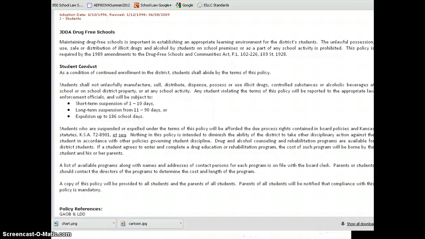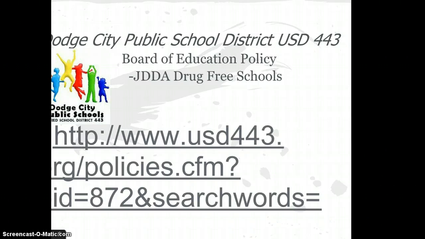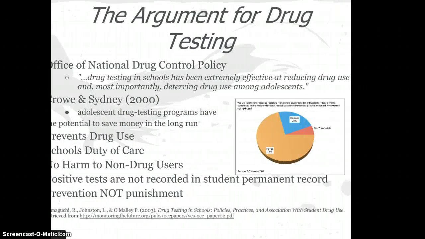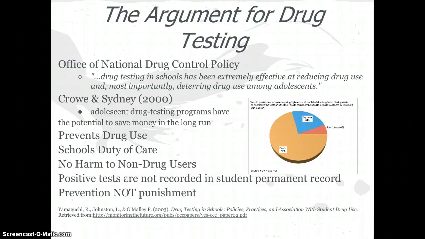It goes on to explain student conduct if they are found violating any of these policies, the short-term, long-term suspension and expulsion that could happen. It does state specifically that drug and alcohol counseling and rehab programs are available, and resources will be given by the board clerk, but that the school is not going to take over the cost of the program. Now we will get into both sides of the argument for and against drug testing public school students.